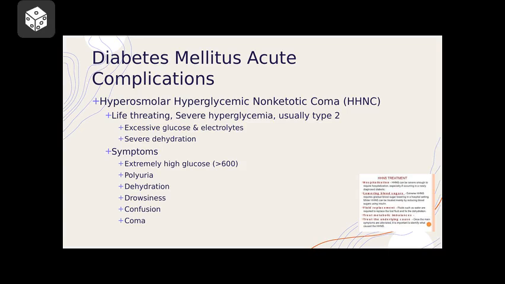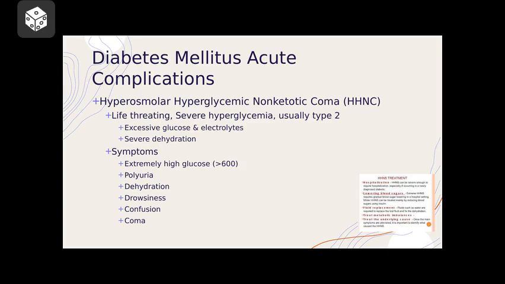So again, these type 2 diabetics, they don't know that they're diabetic. So their body's just not responding to the insulin any longer. They've got that insulin resistance, really high blood sugars. Those high blood sugars are going to lead to polyuria. All that urinating is going to lead to dehydration because your brain isn't getting the sugar that it needs. You're going to get drowsiness. You're going to get confusion. You're going to get coma.